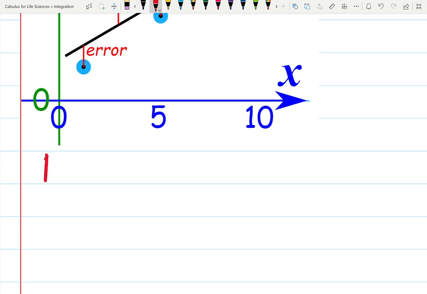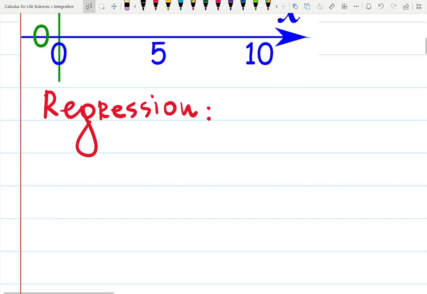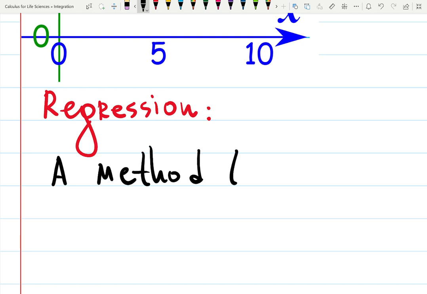So, regression. Regression is going to be a method to estimate.